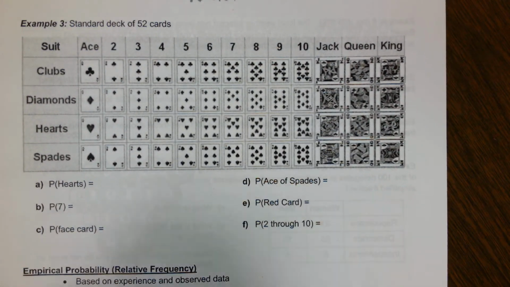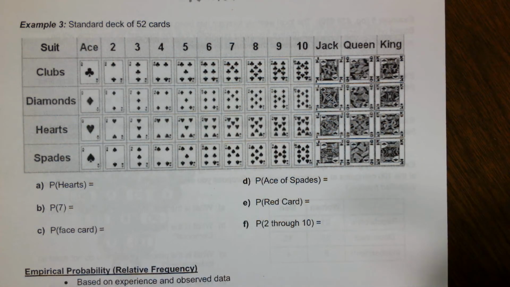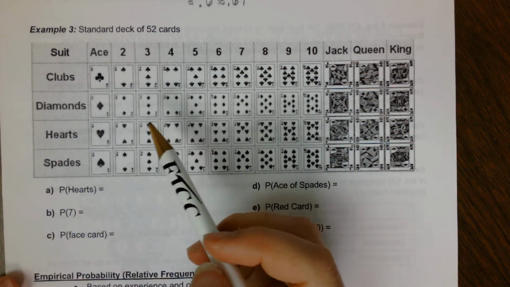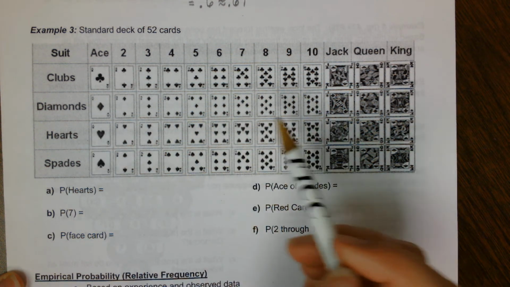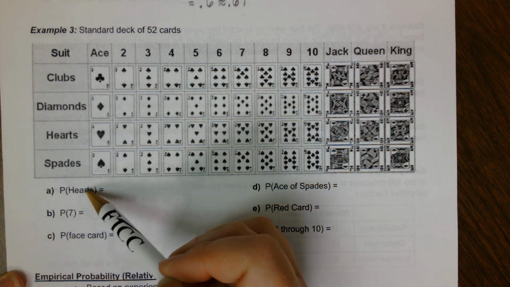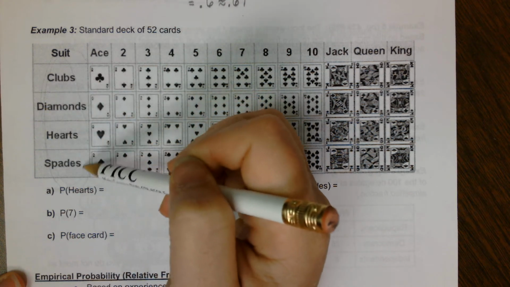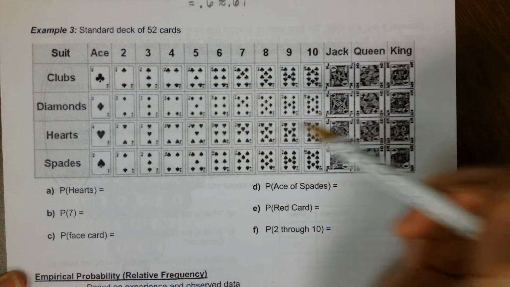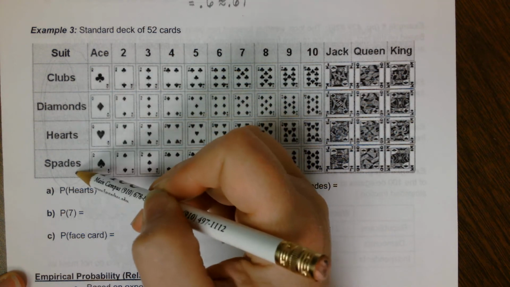Okay, now let's look at a standard deck of 52 cards. So there's 4 suits, and each suit has an ace through king. So the probability of drawing a hearts. Well, there's a couple different ways to think about that, but if you're just looking at suits, you can look at just the number of suits. So there are 4 suits total, right? They all have the same number of cards. So the probability of drawing a hearts is 1 out of 4.